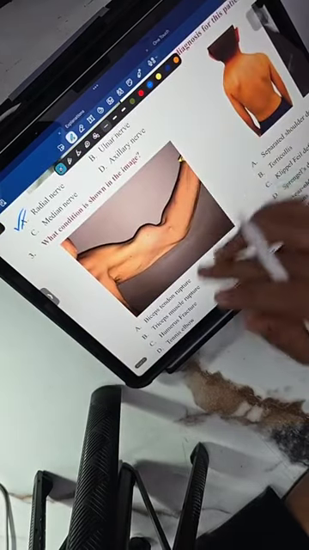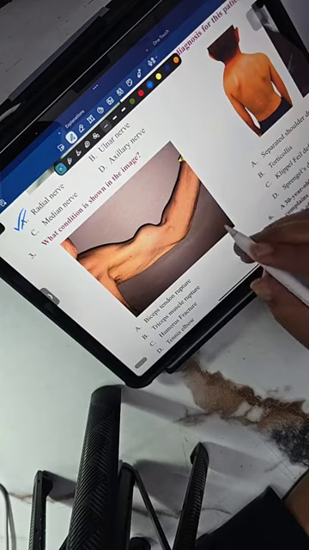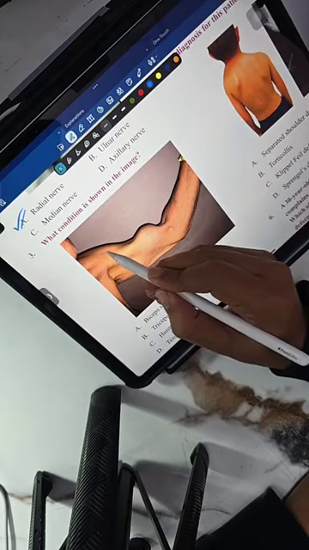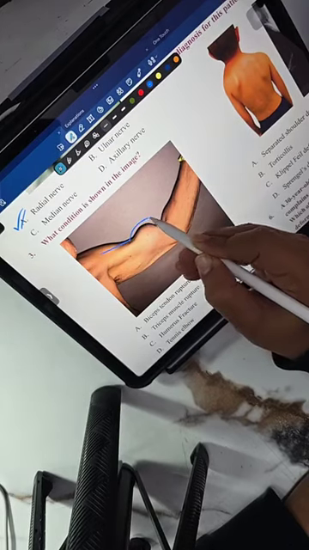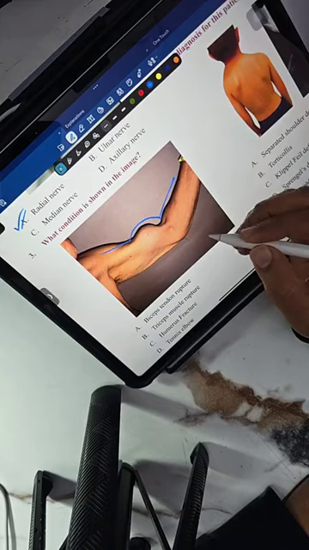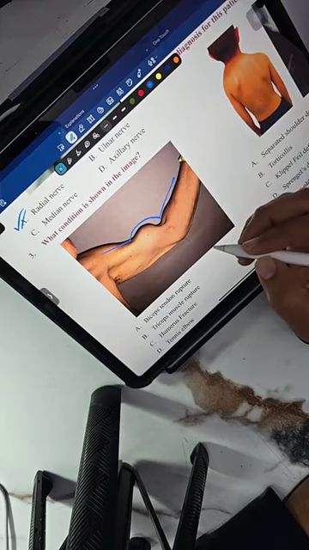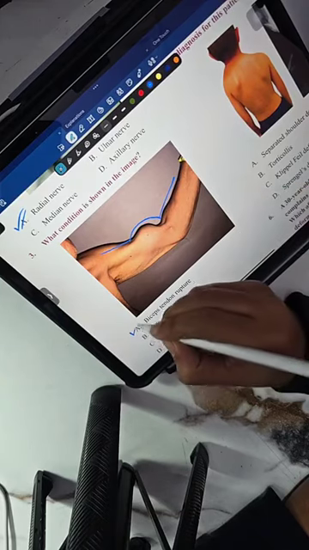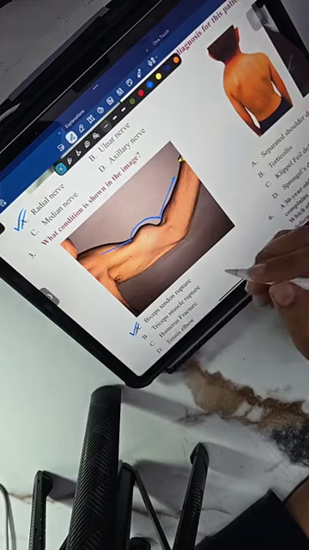Tell me, if you can, those who have watched the cartoon can answer this question. What is happening here? Popeye. Very good. Do you all remember the Popeye cartoon? So this is the rupture of which tendon? Which part of the biceps? Usually which part of the biceps gets injured?